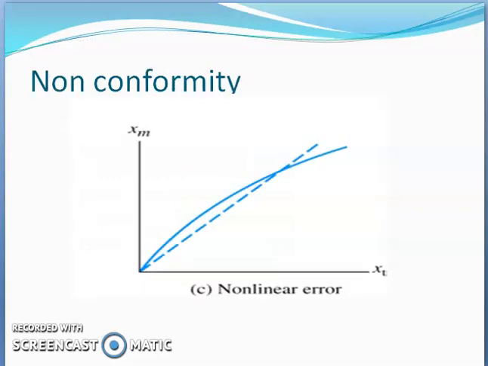Now coming to the non-conformity error, here the actual value is just like that, but each and every time the practical value deviates from the ideal value. So if we select the transfer function at each point, we get a different transfer function at different values of input and output. This type of error is called non-conformity error.